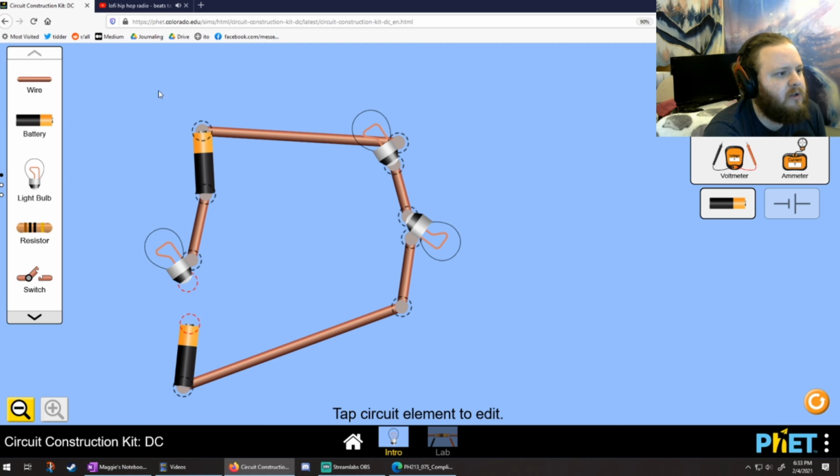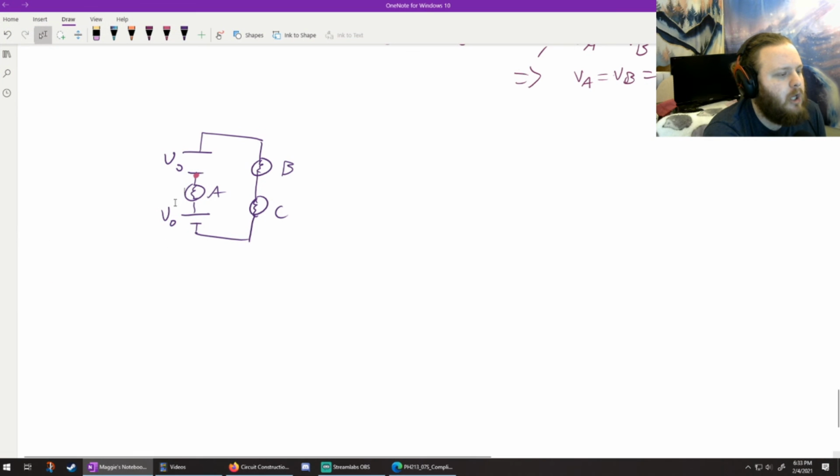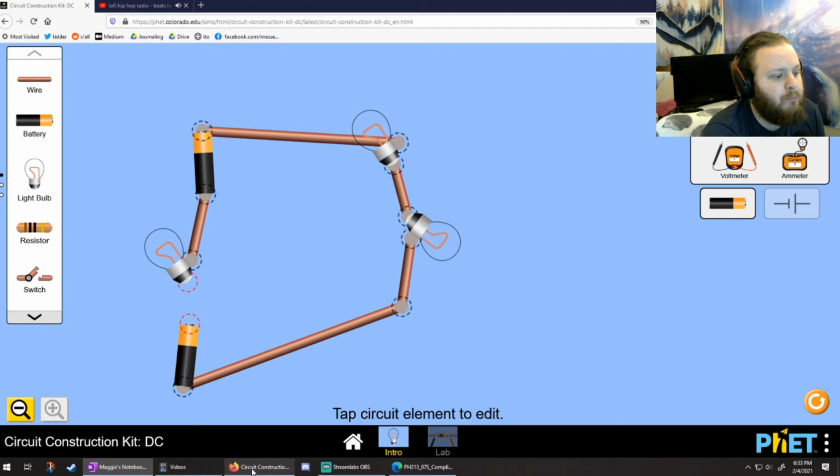Okay, let's just make sure that this looks like what we had over there. So I have two batteries that are oriented the way I want them to be, with a bulb in the middle, and then I have two light bulbs on the other side. So let's connect this circuit and see what happens, shall we?